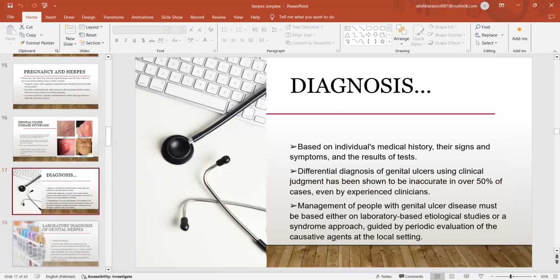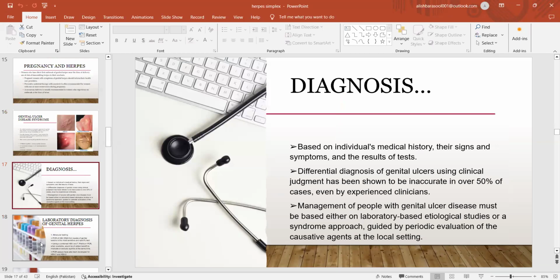H. ducreyi (chancroid). Based on an individual's medical history, their signs and symptoms, and the result of the test, differential diagnosis of genital ulcers using clinical judgment has been shown to be inaccurate in over 50% of the cases, even by experienced clinicians. Management of people with genital ulcer disease must be based either on laboratory-based etiological studies or a syndromic approach guided by periodic evaluation of the causative agents at the local setting.